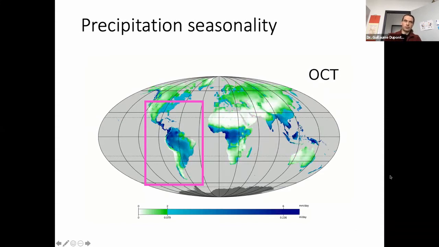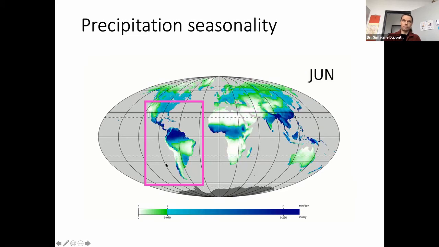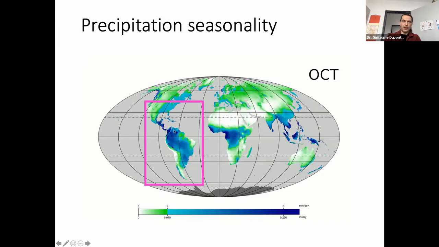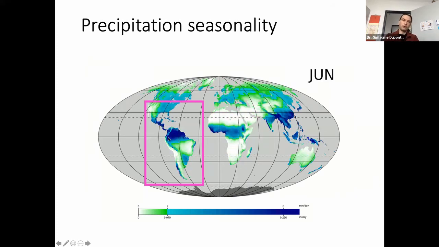But you also see that certain parts remain pretty dry. This corner here, this area here. And you see that only a few places are ever wet. That means they receive rain most of the year. This is mostly the area around the equator. That's where you have then rainforest.